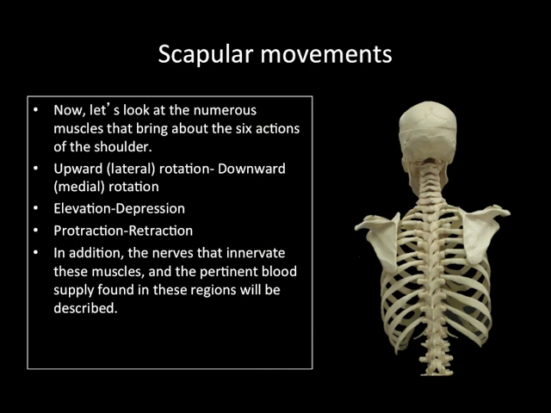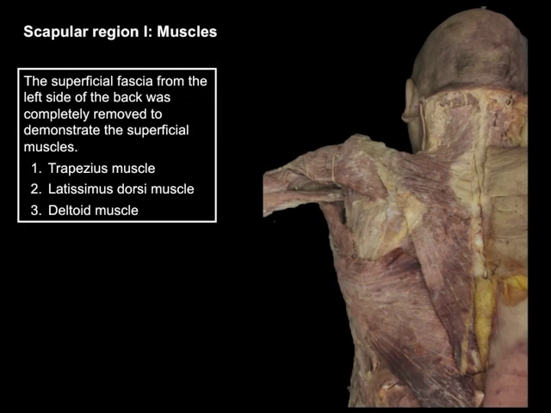Now let's look at the numerous muscles that bring about the 6 actions of the shoulder that we just described. We begin looking at the muscles that act on the scapula in the back region. The superficial fascia from the left side of the back was completely removed to demonstrate the superficial muscles. The trapezius extends from the back of the skull and the spines of the vertebrae to the scapula and clavicle. Its fibers are distributed into 3 main zones: the upper, the middle, and the lower fibers, and each will move the scapula in a different direction.